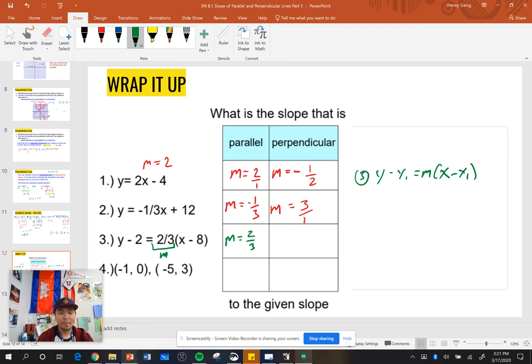Again, if I was to get the perpendicular line, I need the opposite. So opposite, this one's a positive, the opposite would be a negative. And then those numerator and denominators, they switch, right? They switch sides, so we get 3 over 2. That's it for that. Almost done, class.